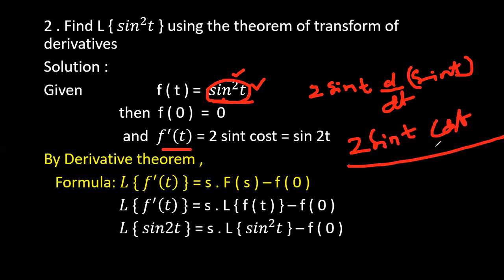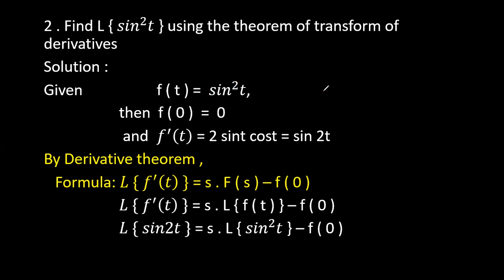It is of the form 2 sin a cos a, which is nothing but sin 2a. So when you make the first differentiation of this function, you get sin 2t. Finally, we apply the Laplace transform using the derivative theorem. The Laplace transform of f dash of t is equal to s into F of s minus f of 0. This is the first order derivative formula of the Laplace transform.